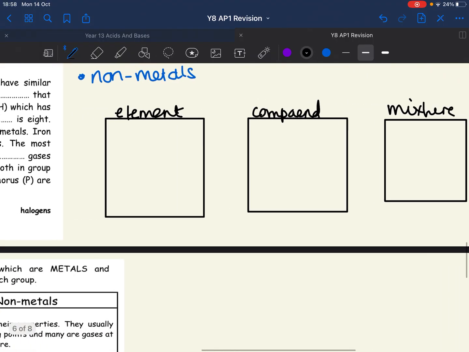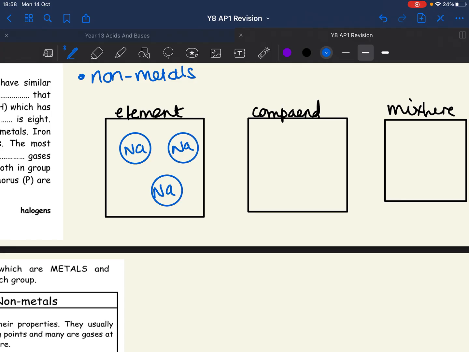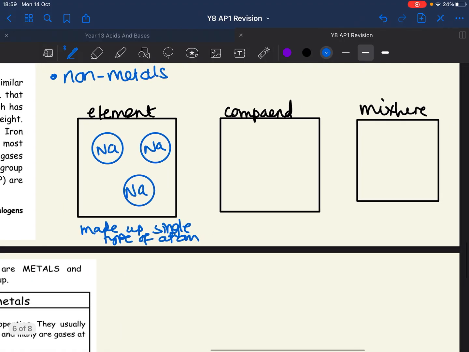Okay. So I'll start with elements. Let's use an example of sodium as an element. We can represent these 3 as diagrams like this. An element is made up of a single type of atom. So there's only one type of atom. So that is an element.